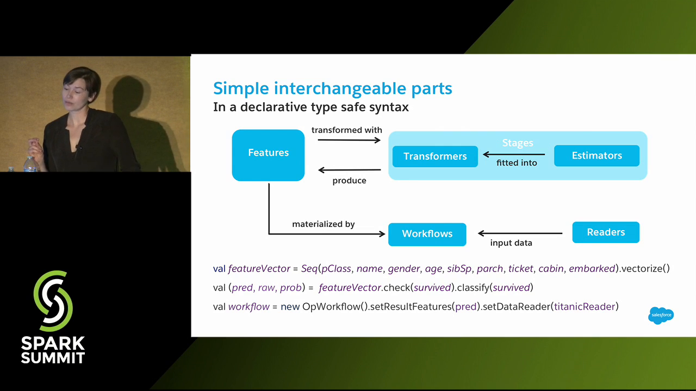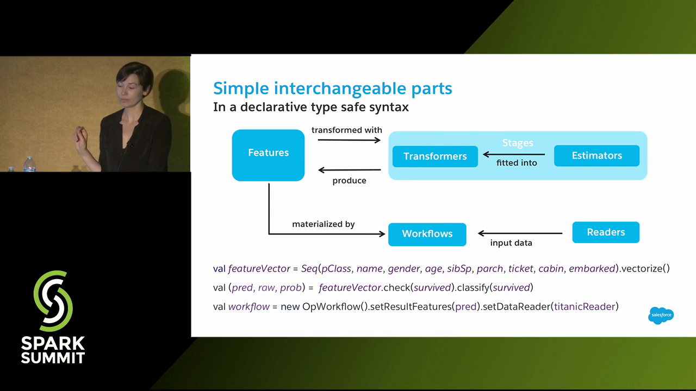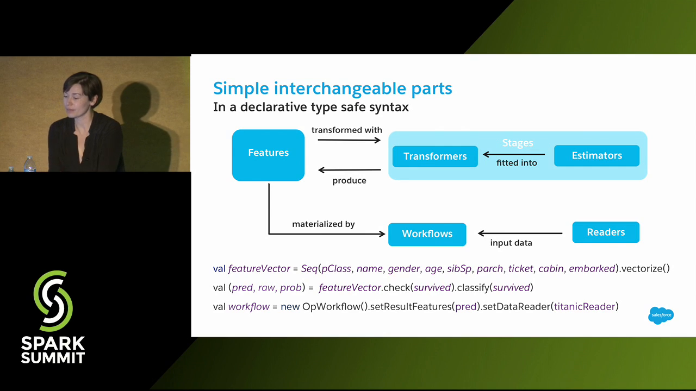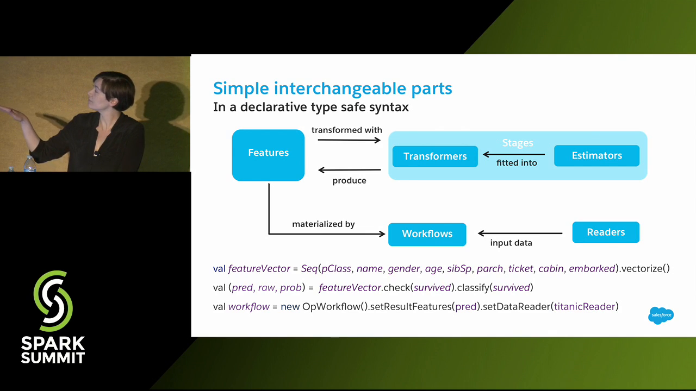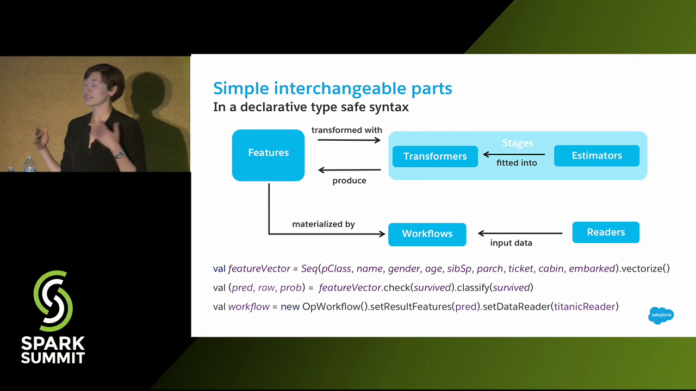And with this abstraction, we can basically make a full machine learning pipeline with these 3 lines of code. So what we've got on the bottom here is a feature vector. Basically, these are a sequence of features. These are the features that you get as a raw data set from the Titanic data, which is the classic machine learning example from Kaggle. You simply call a vectorize operation on that, which turns it into a feature vector. You can then check your feature vector against the label you're going to predict, classify it against what you want to predict, and then materialize your final feature using a workflow and telling that workflow where to get the data with a reader.